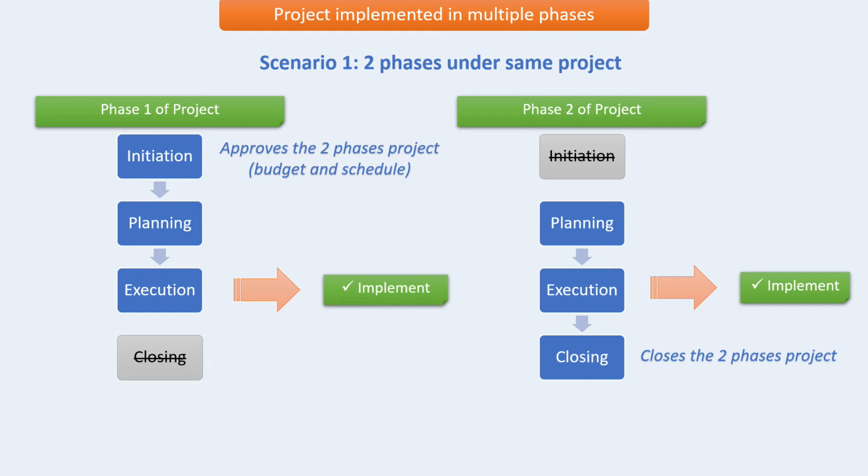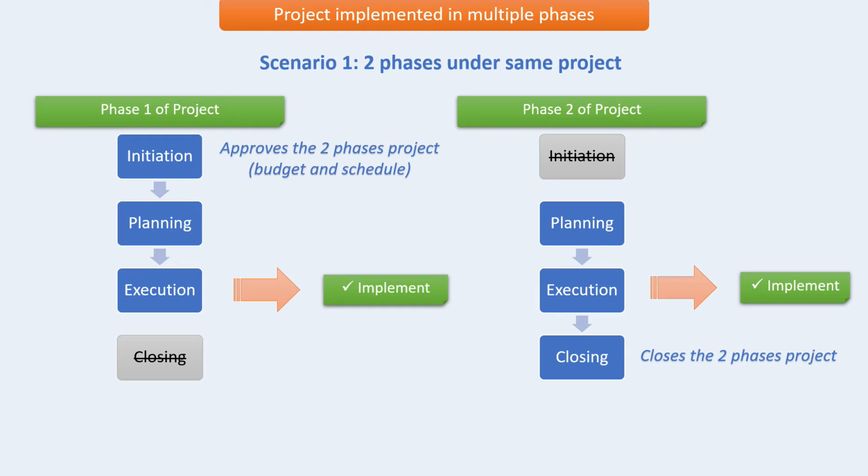So this is quite similar to the Agile methodology. The difference with Agile is Agile applies a lot of phases. You approve the full project at the beginning, and after you keep rotating between planning, execution, implementation. So this is Agile. But here the chunks to implement will be much bigger. So let's have a look at this scenario one. In initiation, we would approve everything, the budget for the two phases and also the schedule for the two phases.